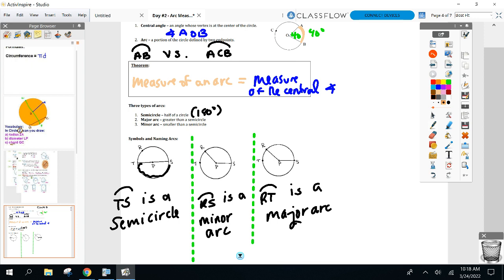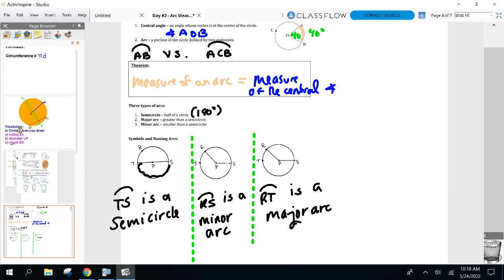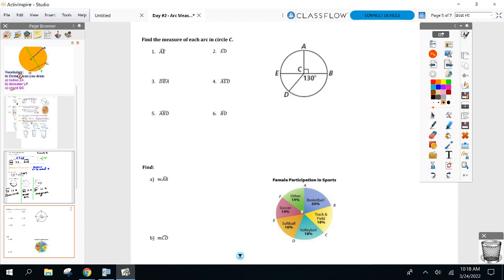All right, let's use this theorem a little bit more, how to find the measure of an arc. I'll do the first couple, and then you're on your own. You can work with people around you or just by yourself. Find the measure of each arc in circle C. So C must be the center, right? So arc AE, everyone find arc AE first. Arc AE is how many degrees? That's what I need to find.